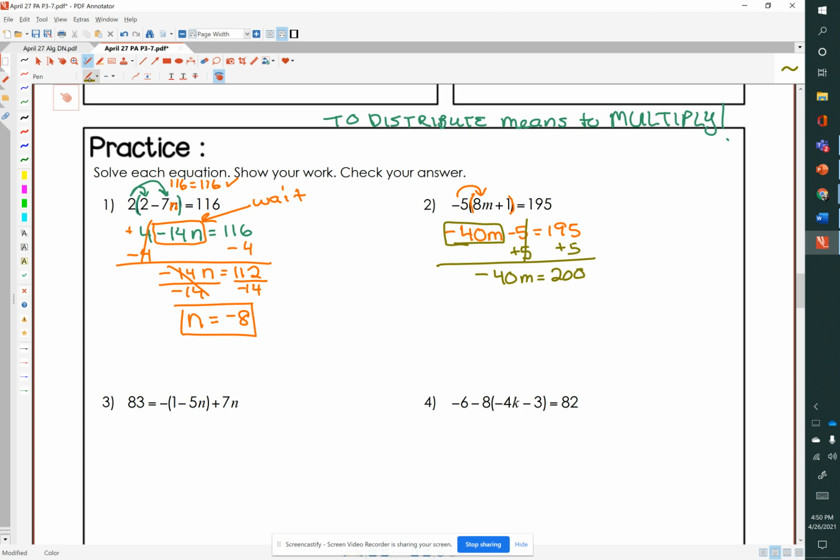Well, what's happening to m? M is being multiplied by negative 40, so we will do the inverse operation of dividing by negative 40, knowing that whatever we do to one side, we do to the other. And now m will equal negative 5. And if you substitute negative 5 for that m, use parentheses, your answer will check.